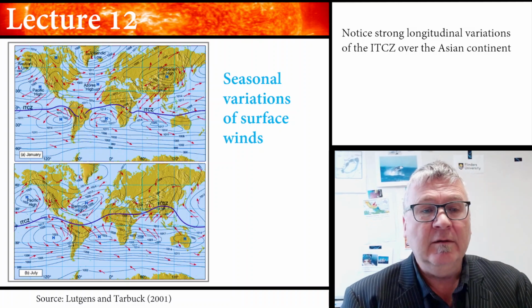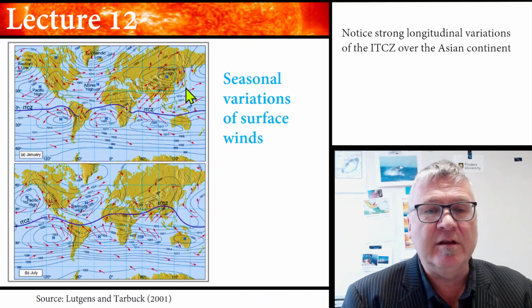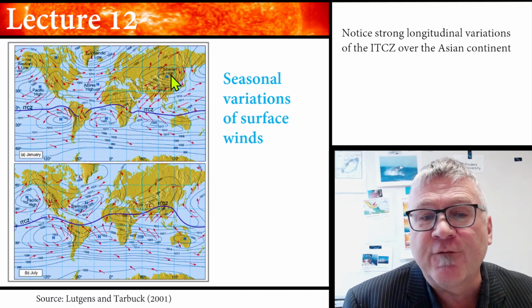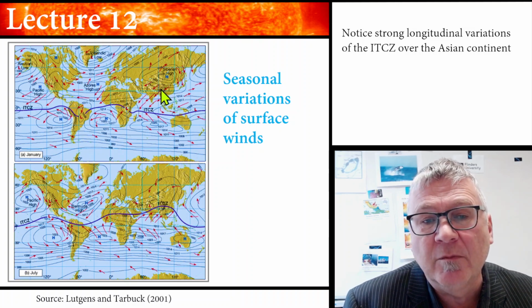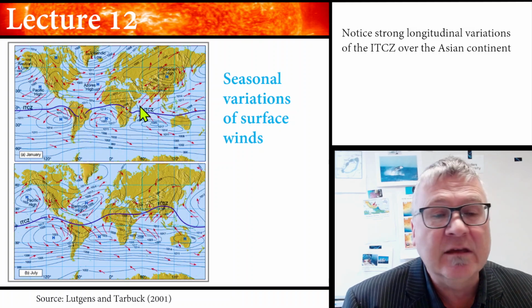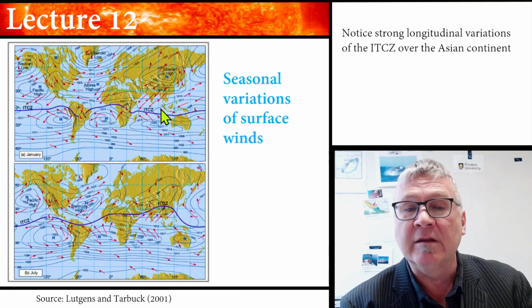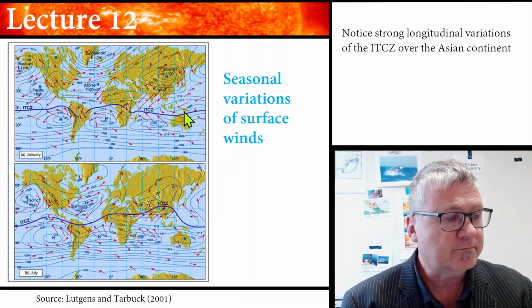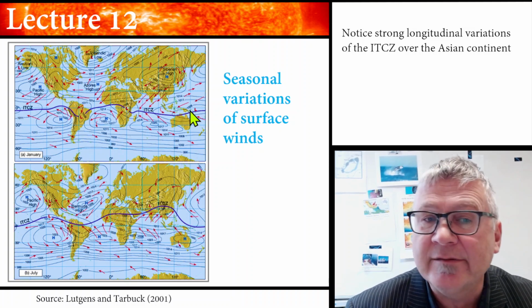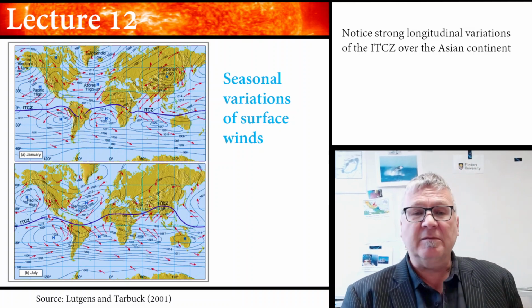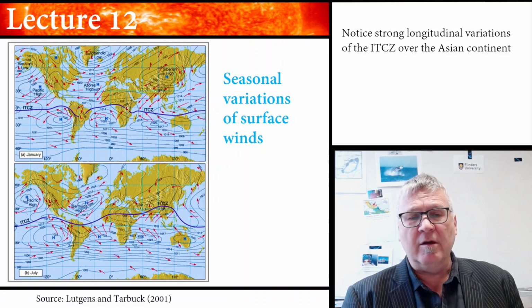Whereas in January, if you look at the same region, you get winds that come from the continent and go towards the Indian Ocean. So there's no rainfall in that situation. That's fascinating, isn't it?